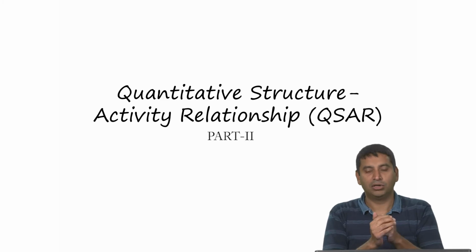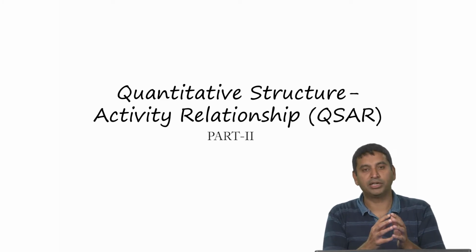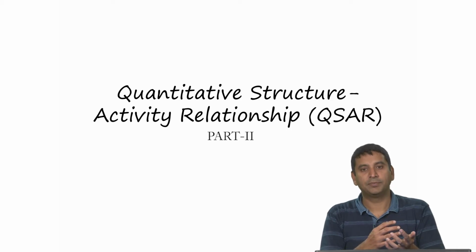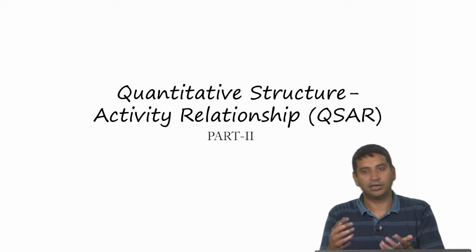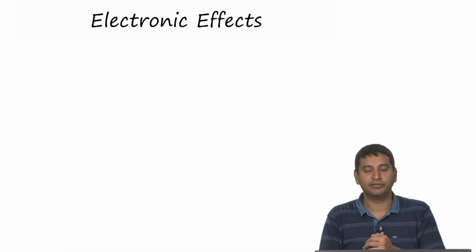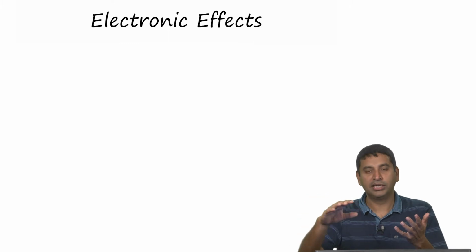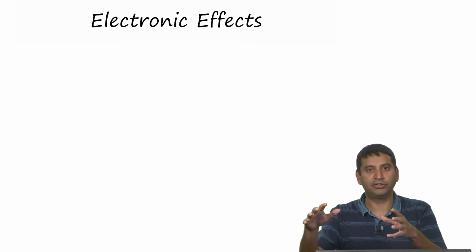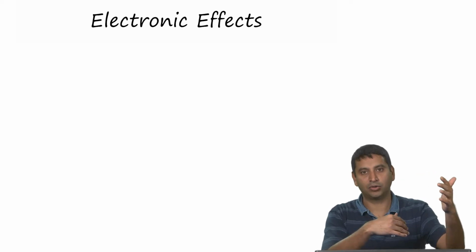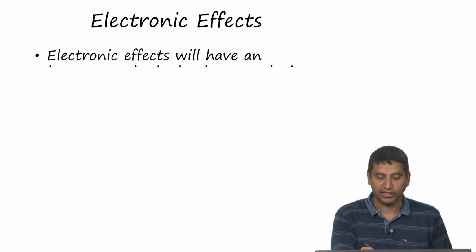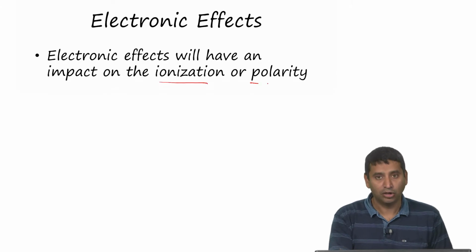Now, hydrophobicity is one of the important characteristics of a molecule. So, now we look at what other effects can come into play. The first effect is an electronic effect. As you know, molecules have an electron cloud around them, and these electronic effects can play a major role in binding, especially in non-covalent interactions. One of the important electronic effects is on ionization or polarity.